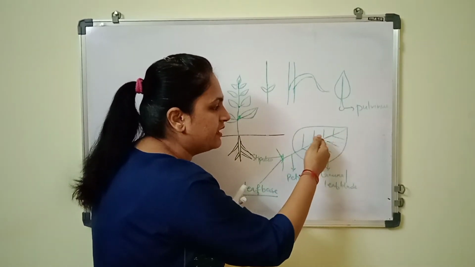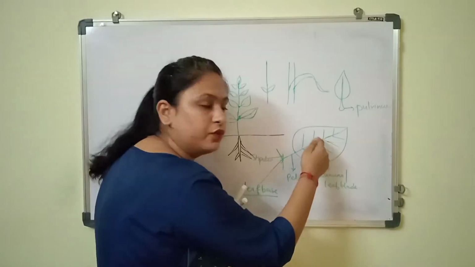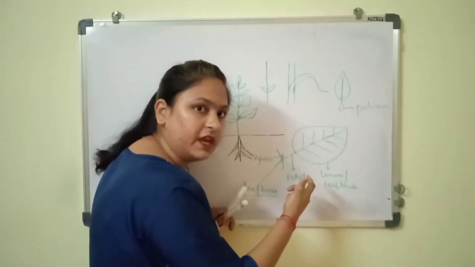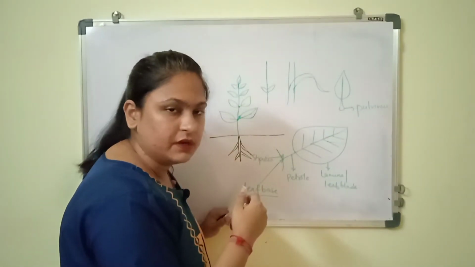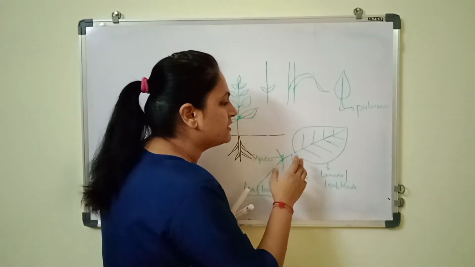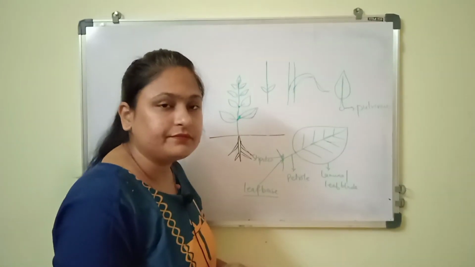So these veins and veinlets transport the nutrients to the leaf tissues, and also water to the leaf tissues. So that is the function of the leaf.